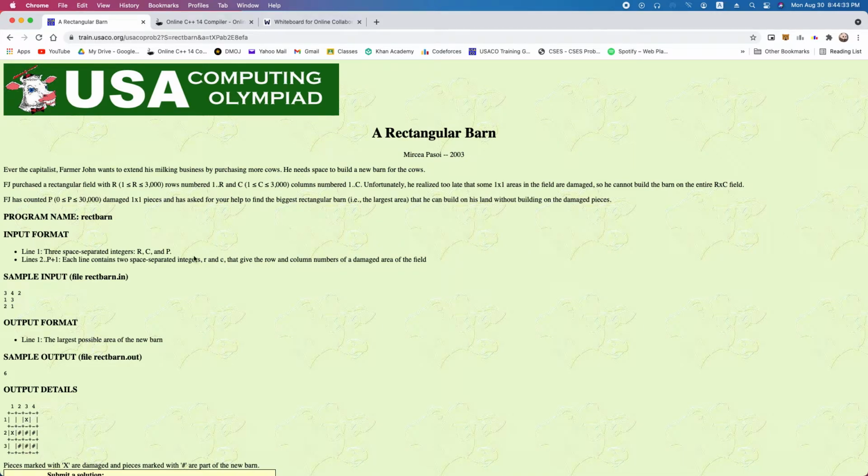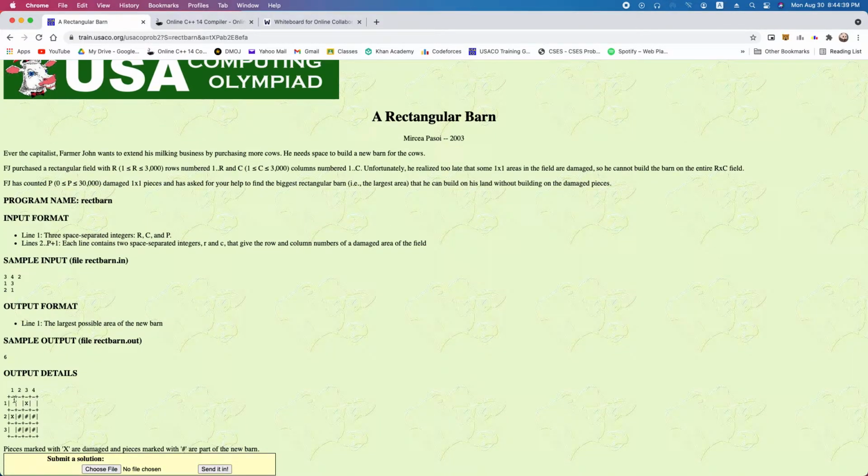In today's video, I will be explaining how to solve the problem a rectangular bond. In this problem, it's very similar to one of the previous questions where we are asked to find the largest square, but this time we're asked to find the largest rectangle. We basically have a few obstacles inside this grid, and we have to find the biggest rectangle that we can form without overlapping any of these grids that are blocked off.